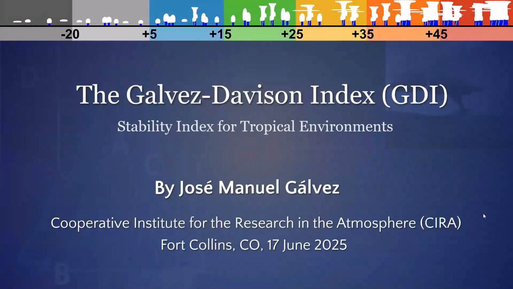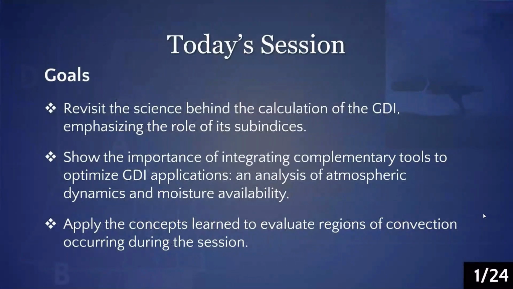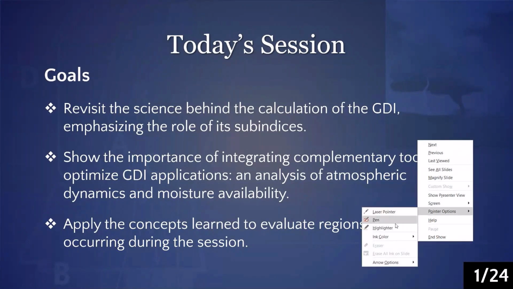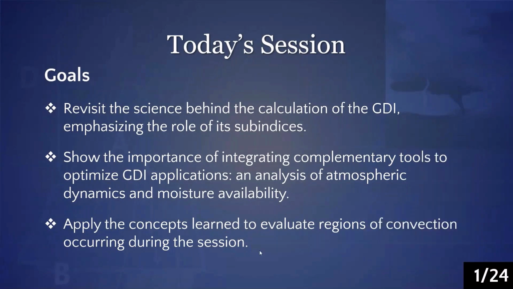The GDI is a stability index that Mike Davison and I developed at the Weather Prediction Center in 2014. So the goals of this presentation are first to revisit the science behind the calculation of the GDI, then to emphasize the role of its subindices, and then to show the importance of integrating complementary tools to optimize GDI applications and an analysis of atmospheric dynamics and moisture availability.